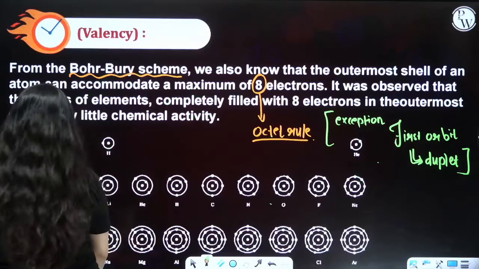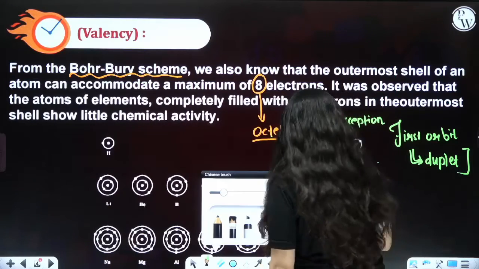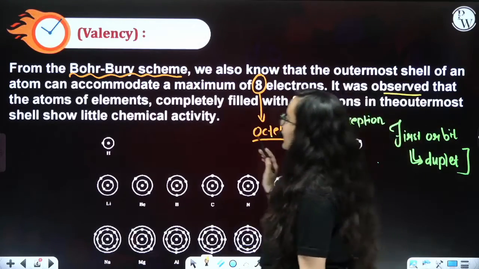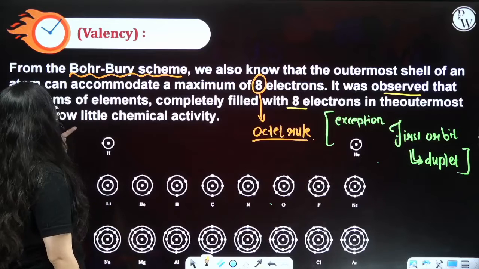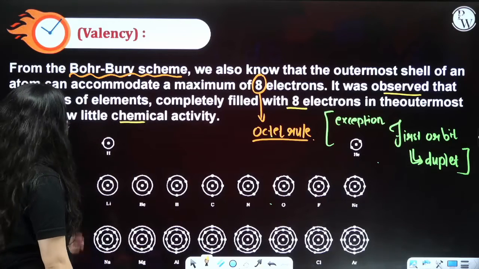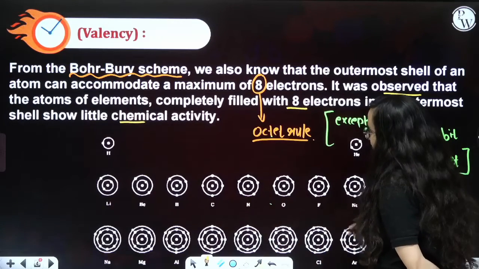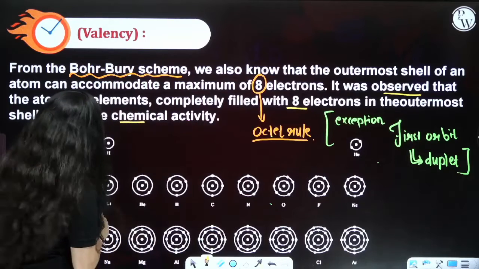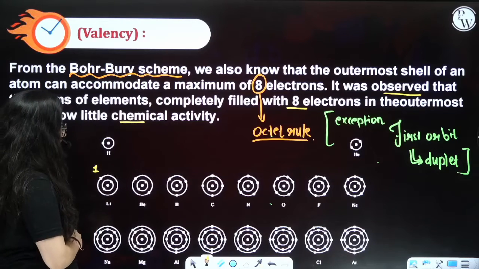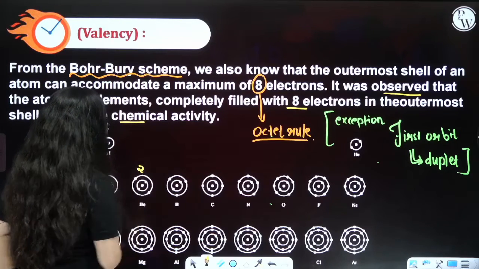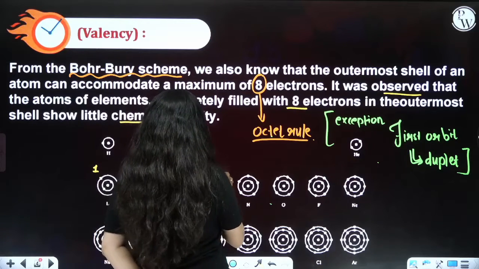Okay, it was observed that the atoms of elements filled with 8 electrons in the outermost shell show little chemical activity. So here are the different shells given to you. If you talk about lithium, it has 1 electron, so it is easier to lose 1, so its valency would be 1. For beryllium it will be 2. For boron it will be 3. For carbon it will be 4.